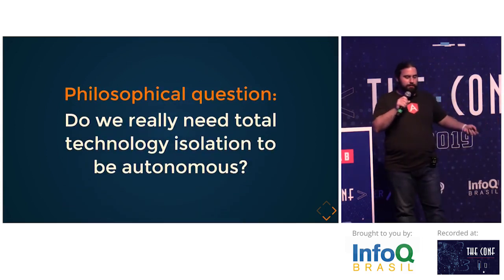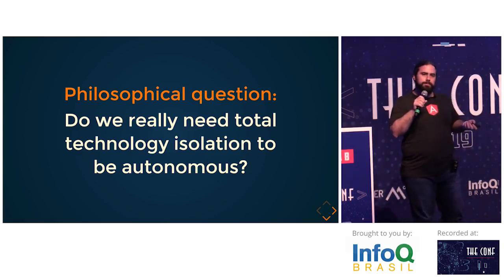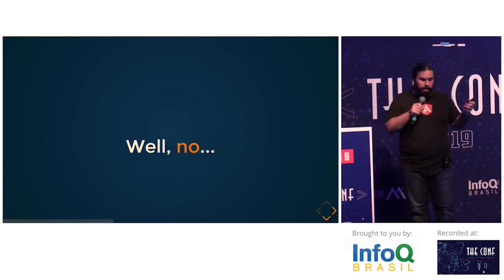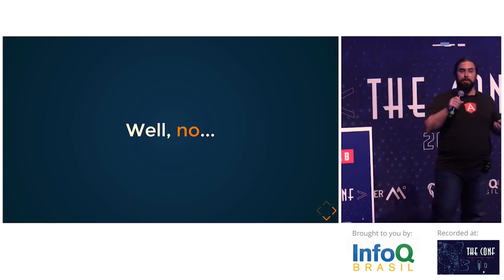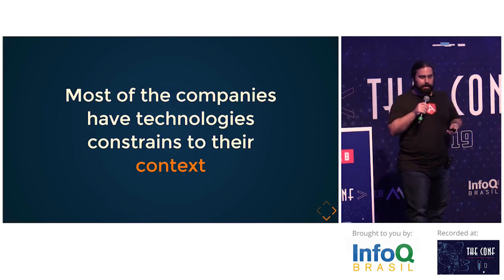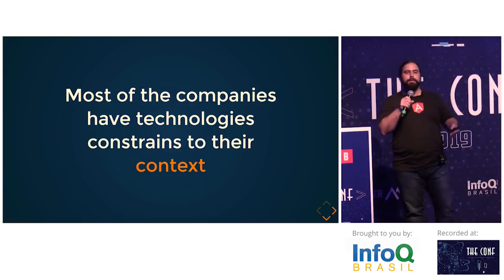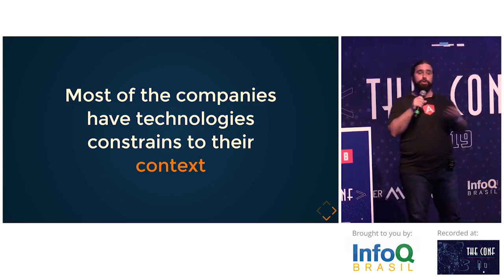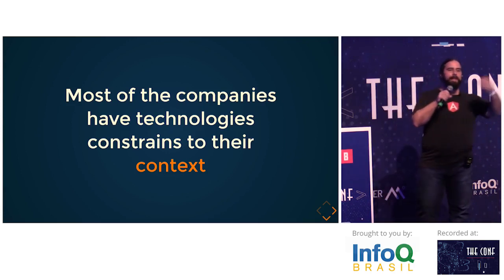So it's a philosophical question. Do we need technology isolation to be autonomous? People can agree or disagree with that. But I think no. And most people, normally in big companies, usually think that no. Most companies have technology constraints in their context. Even the big JS tech companies, for example Google, have 5 different languages that you can choose from if you want to start a new project there. You cannot choose the new hype language of the moment.